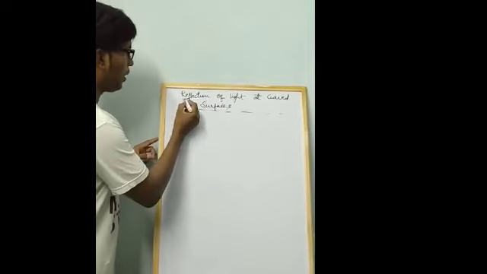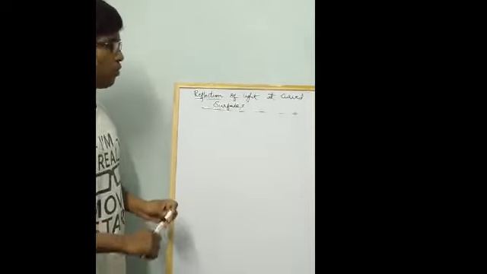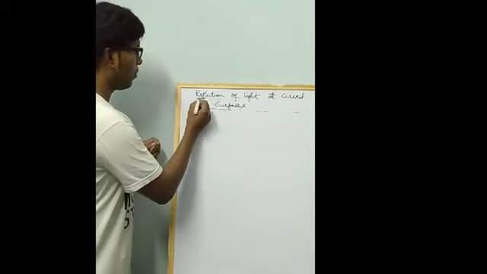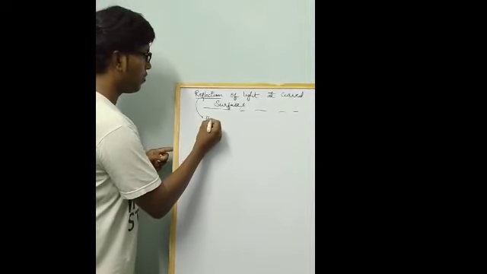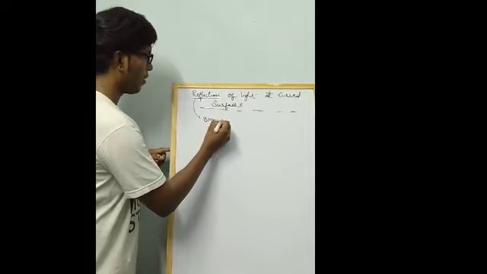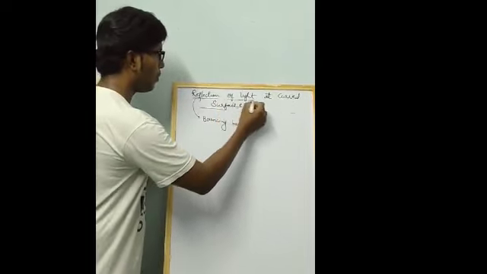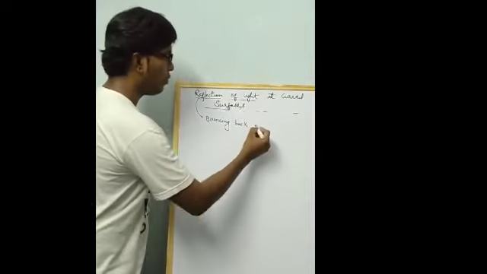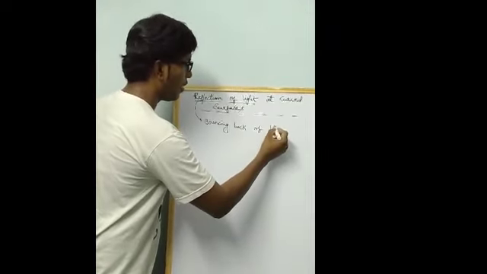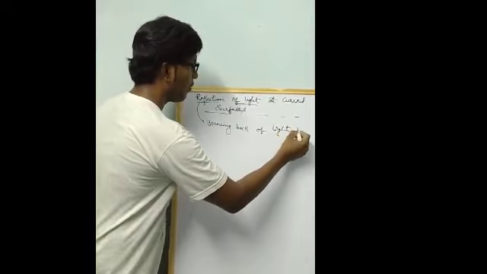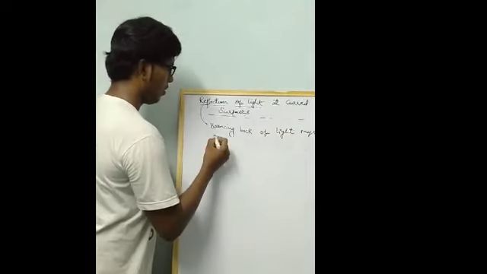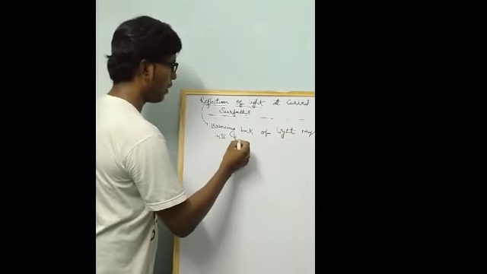So here you observe that reflection. Reflection means bouncing back. Here we are learning about light. So reflection is the bouncing back of light rays into the same medium.